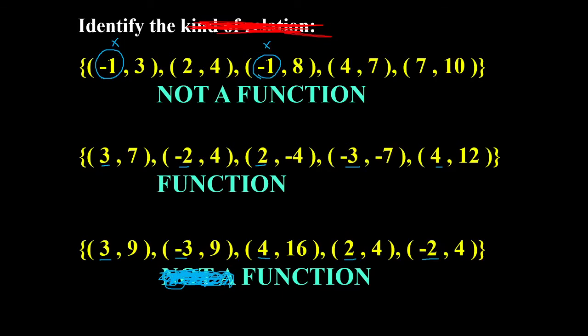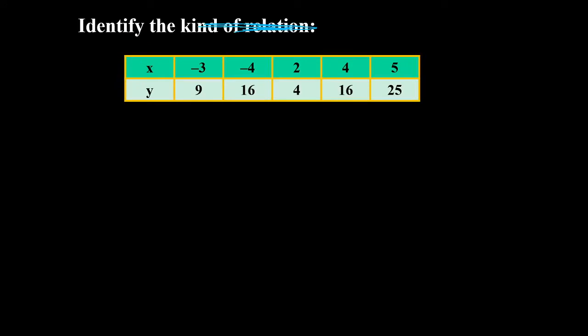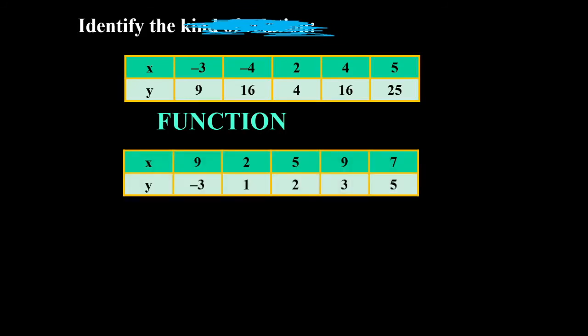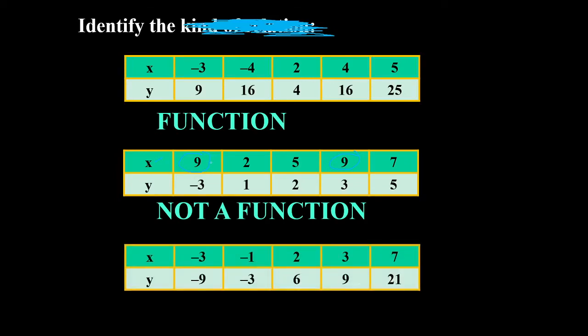Next, what if you are given a table of values? Identify gihapon ni nato. Let's identify whether this is a function or not a function. Is this a function, class? Function, correct. What about this one? Is this a function? Not a function, because the number 9 is repeating and the number 9 is in the domain. What about this one? This is a function.